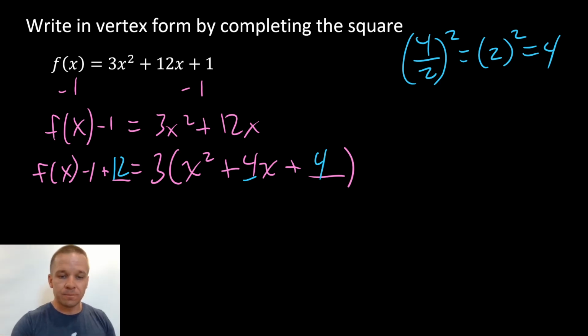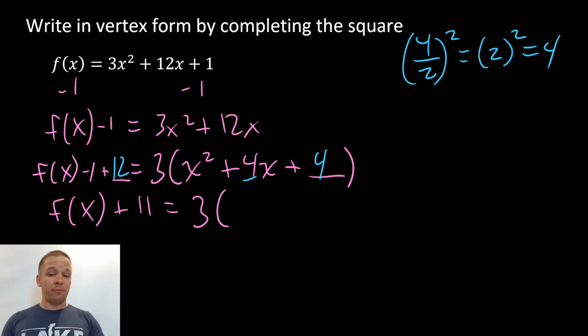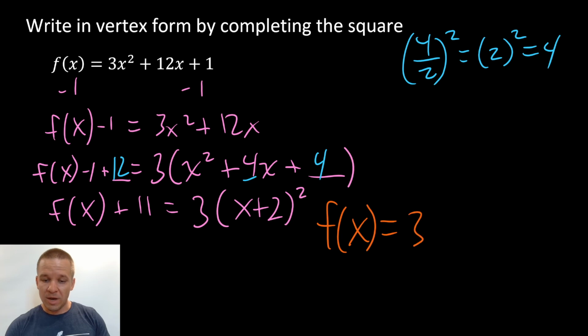Now what I have is f of x plus 11 equals 3 parentheses. And now I can factor this x squared plus 4x plus 4 into x plus 2 quantity squared. One more step to get this into Vertex form. Final answer. I'm going to do it in orange, so I'm feeling saucy right now. All right, we got f of x equals 3 times x plus 2 quantity squared minus 11.